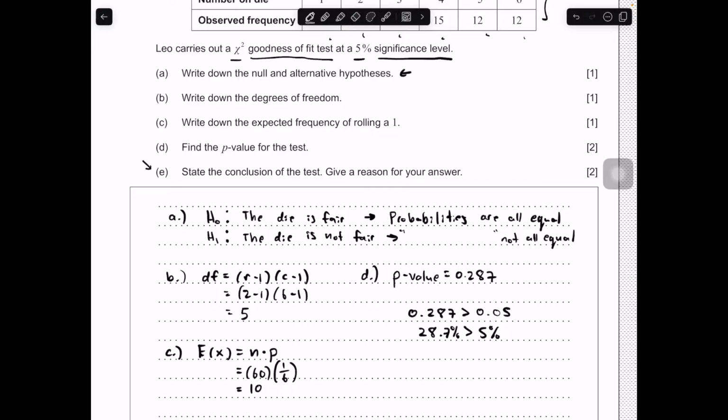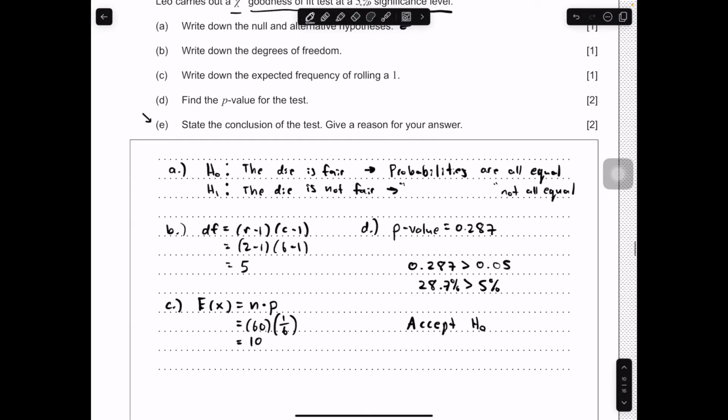So in this case, we're going to see these results 28.7% of the time if the null hypothesis is true. We're going to say the probability that it's true is 28.7%. In that case, it's enough for us to accept H0. And you could write accept H0. You could also say we fail to reject the null hypothesis.